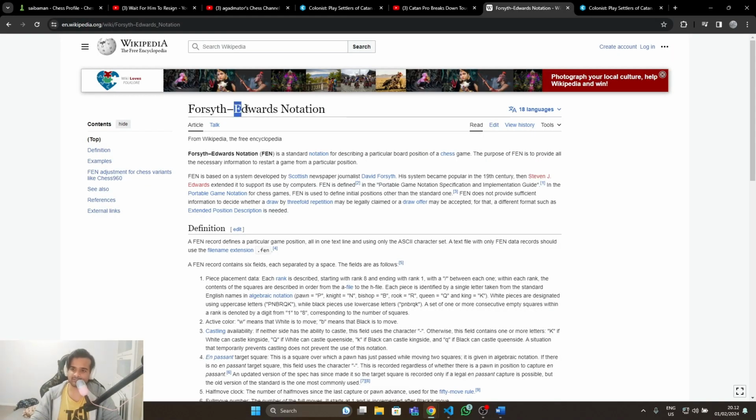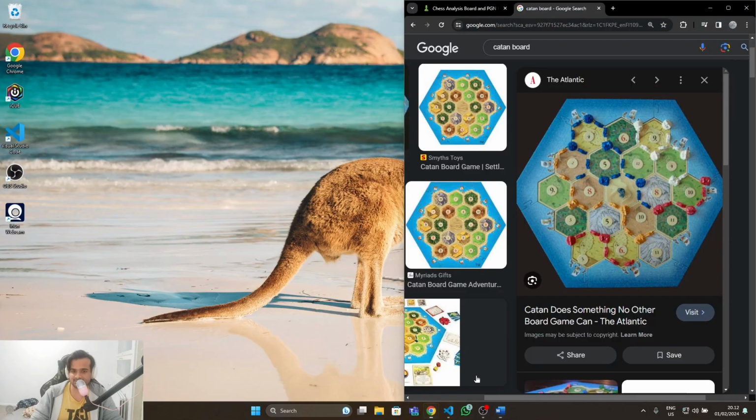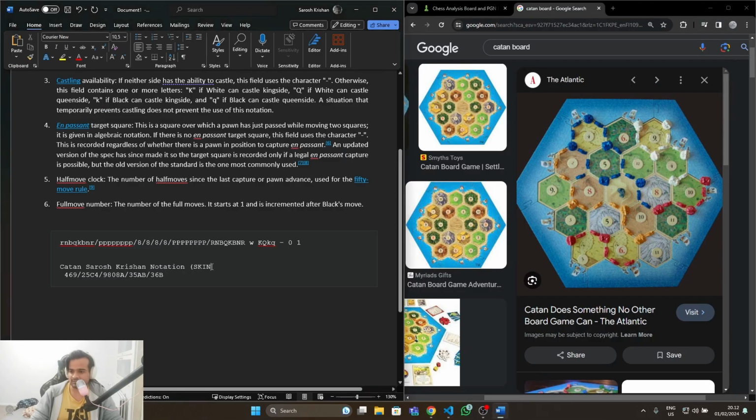So this guy Edwards, he used Forsyth-Edwards notation, right? So he added their names together because he was trying to use them for computers. That's how it went. So I should technically just add my name to the list, right? This feels wrong. Let's just do this. So not skin, the Catan. Oh my god. Yeah, Catan.